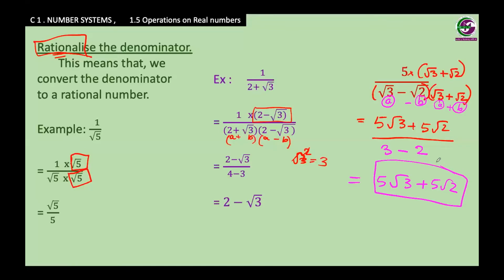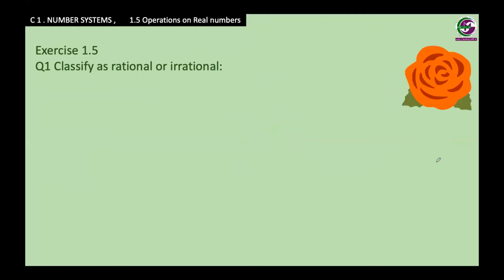Let's move on to exercise 1.5. Classify as rational or irrational numbers. So try to remember the property that we learned. Look at this one. This is a rational number and this is an irrational number. A rational number added or subtracted with an irrational number will give you an irrational number. So this is an irrational number.